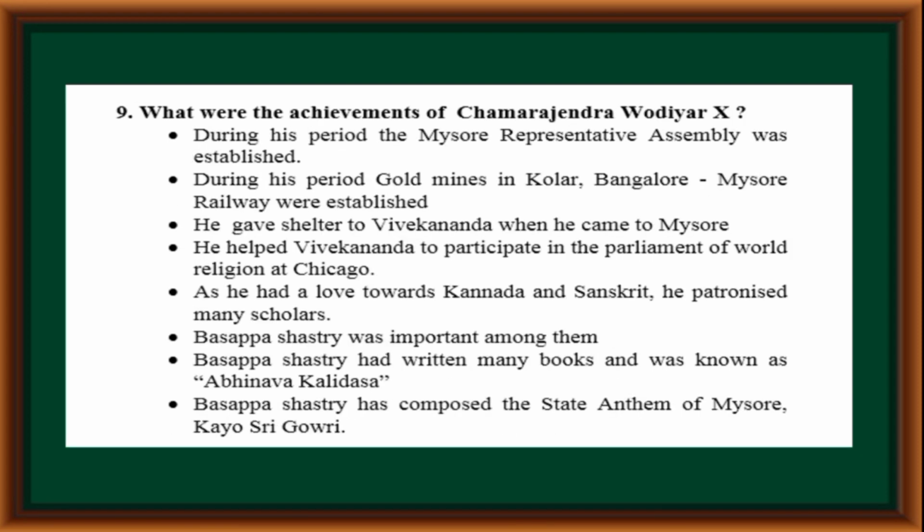What were the achievements of Chamarajendra Wodiyar X? During his period, the Mysore Representative Assembly was established. During his period, gold mines in Kolar and the Bangalore-Mysore Railway were established. He gave shelter to Vivekananda when he came to Mysore. He helped Vivekananda to participate in the Parliament of World Religions at Chicago.